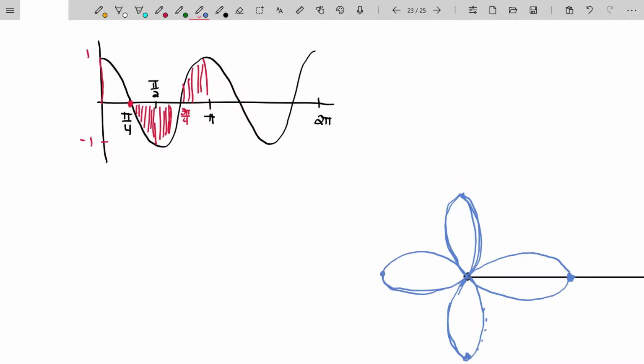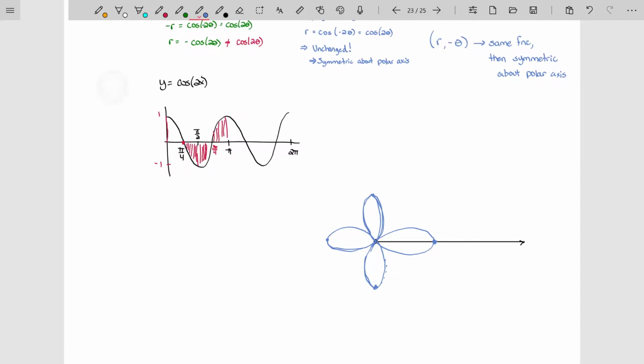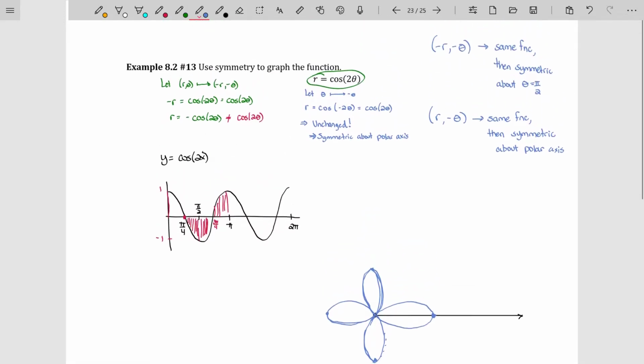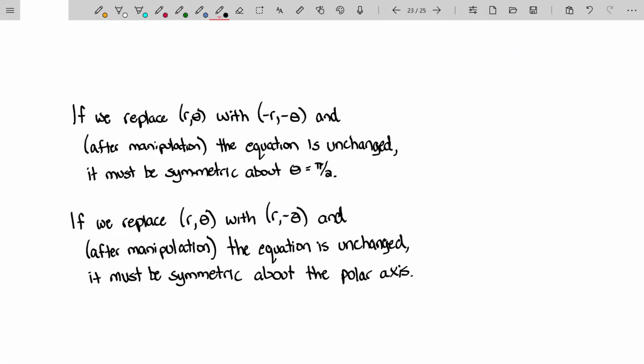So this is a good way to graph when you have very complex polar graphs like this, is to use these theorems. In fact, I'm going to start writing them down nicely so that we have them for each of our examples. So there we go. It's nice and clean right there.